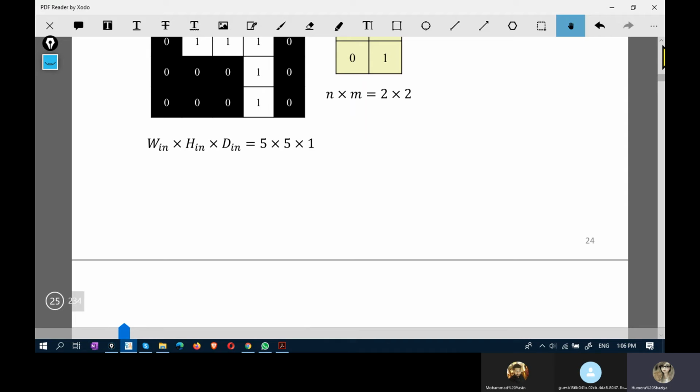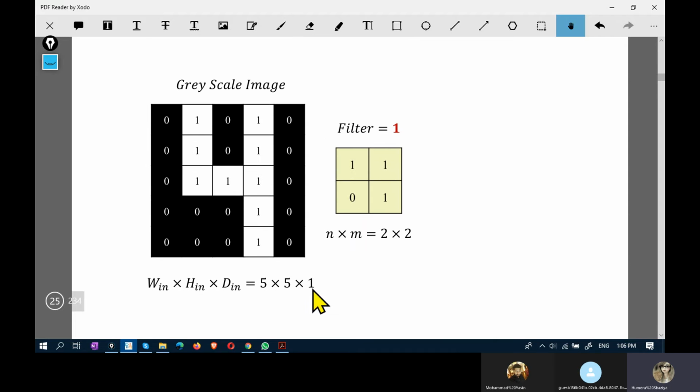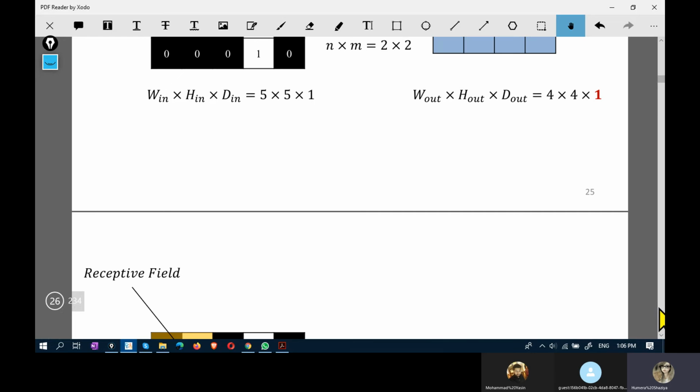Those equations are being worked on. If you take width, height, depth as 5 by 5 by 1 and a filter of 2 by 2, then the feature map size will be 4 by 4 by 1.